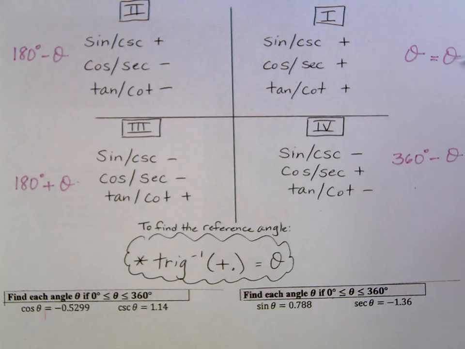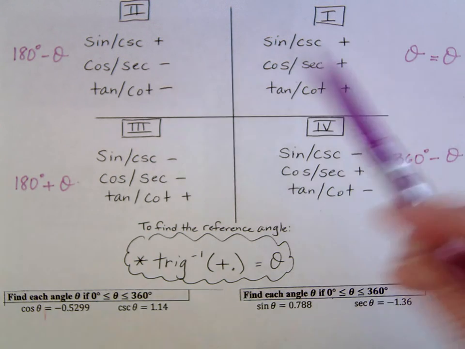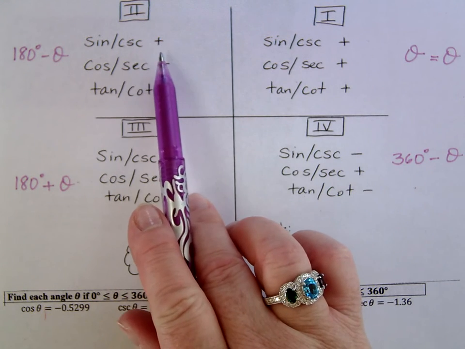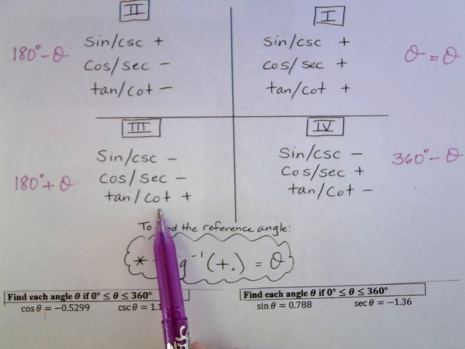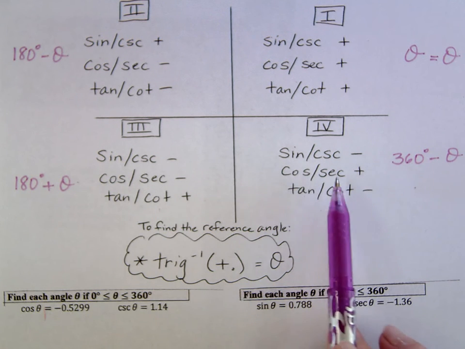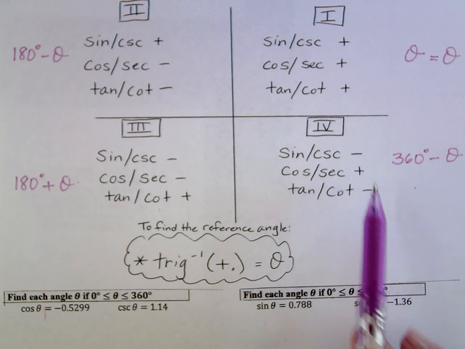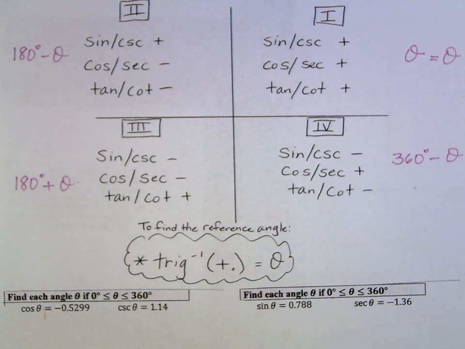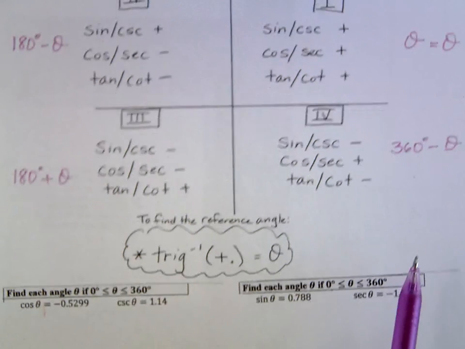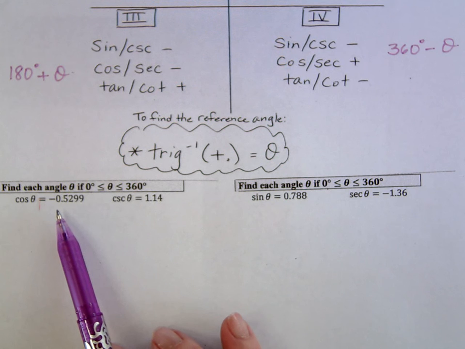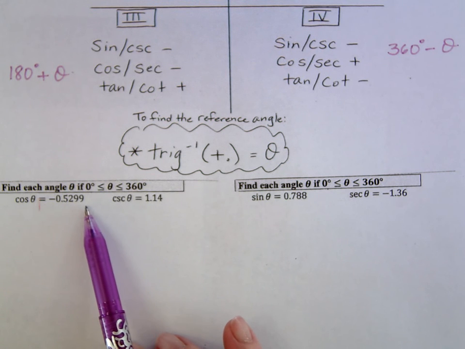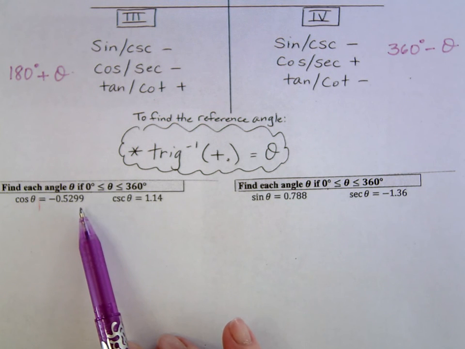And so everybody's positive in the first, sine and cosecant are positive in the second, other guys are negative. Third has tangent and cotangent positive, everybody else is negative. Fourth has cosine and secant positive, and everybody else is negative. And so what we're going to do is figure out problems that look like these at the bottom here. The cosine of theta is a negative 0.5299. And what I need to do is figure out what the reference angle is.